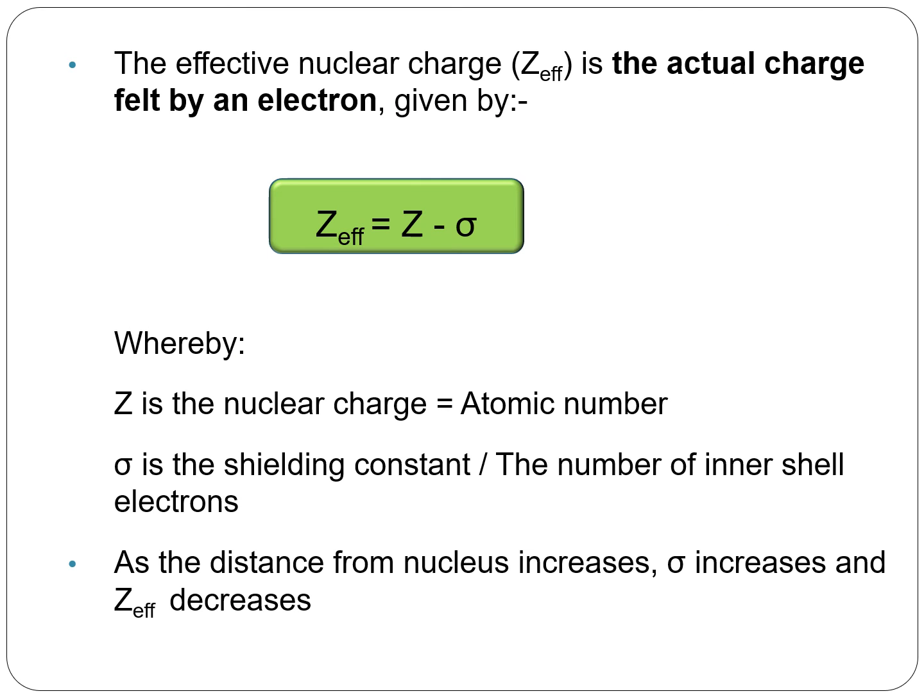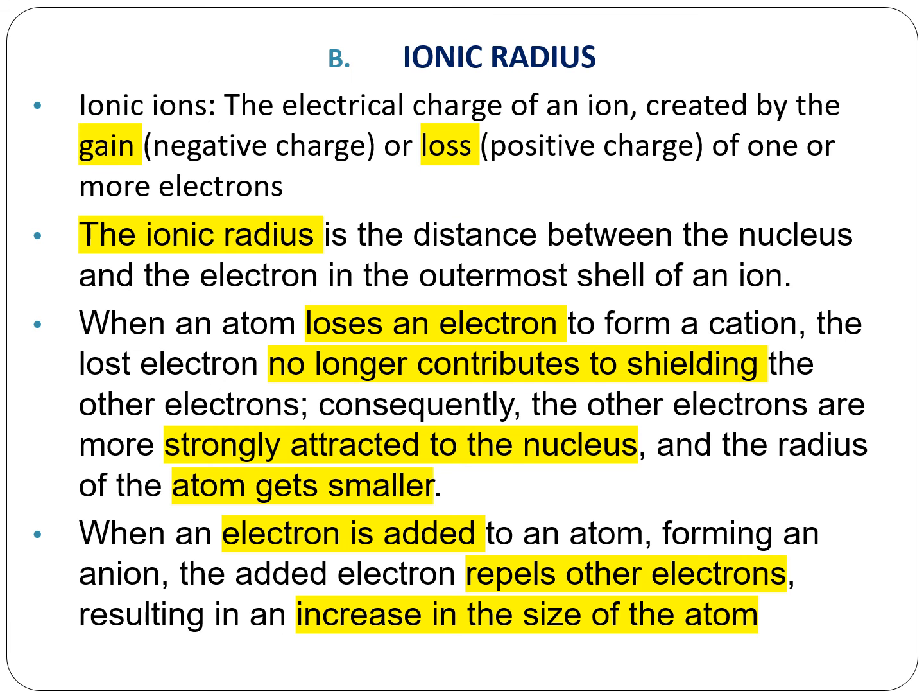Sigma is the shielding constant, the number of inner shell electrons. As the distance from the nucleus increases, sigma will increase and Zeff will decrease. Radius is the distance between the nucleus and the electron in the outermost shell of the ion.